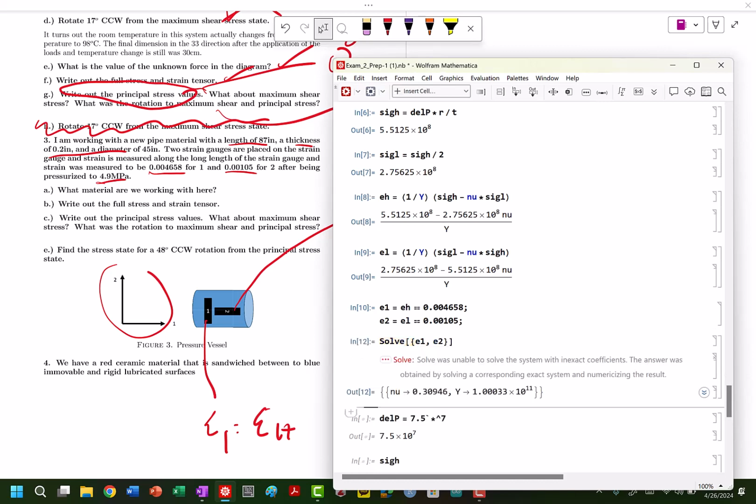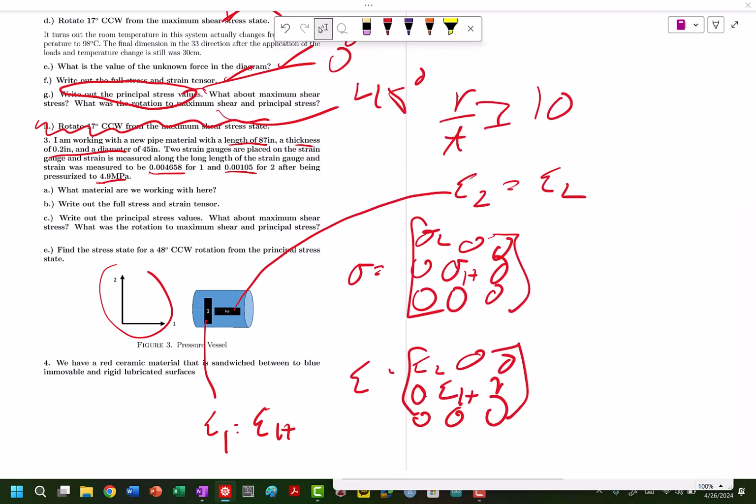And we have our values. What does this look like? So this is about, let's see, 10 to the 9. So this is 100 gigapascals. Nu is 0.3. That's a metal. So we're working with a metal.